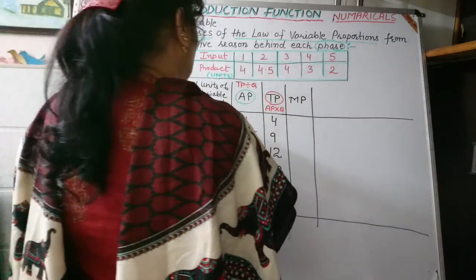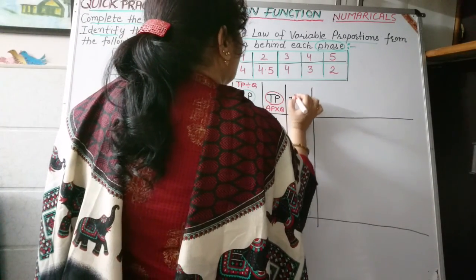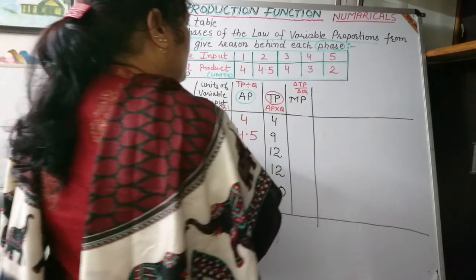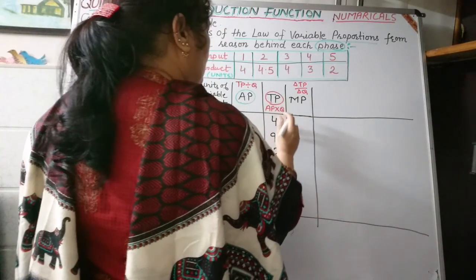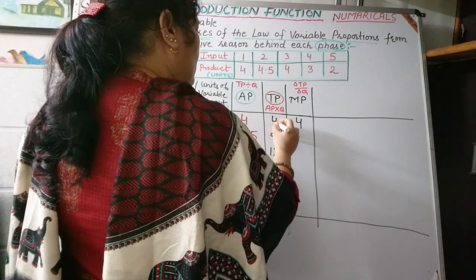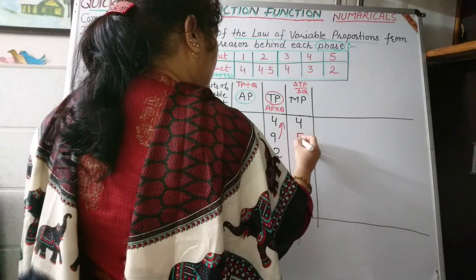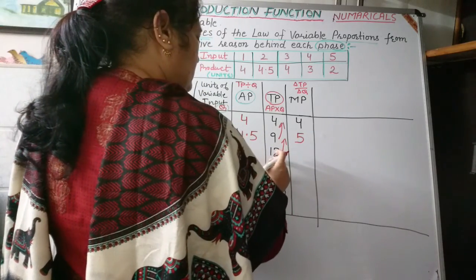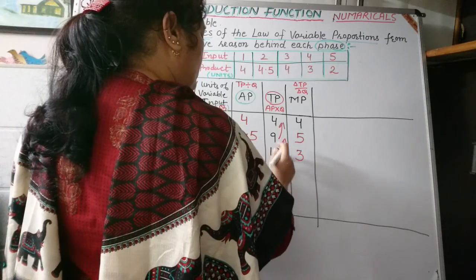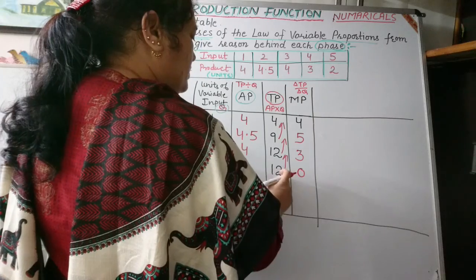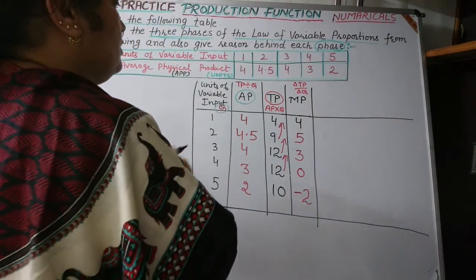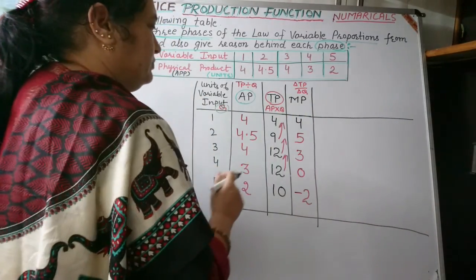And for the calculation of marginal production, change in total production divided by change in quantity, because marginal production denotes the change in total production. First unit 4, and what is the change between 9 and 4? Change is 5. And next, how much change? 12 or 9? 3. How much change? 12 or 12? 0. Then how much change? -2. So this represents total production and marginal production.